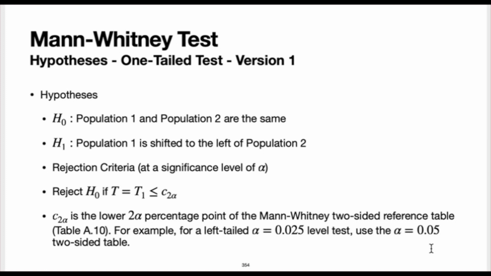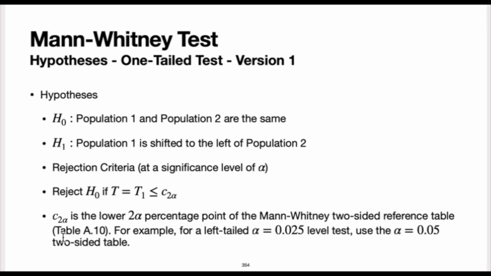Okay, what if we have a one-tailed test, and in particular version 1? Again, let's refresh our memories here. The null hypothesis is that population 1 and population 2 are the same, against the alternative that population 1 is shifted to the left of population 2. Then the rejection criteria, again at a significance level of alpha, is to reject the null hypothesis if the test statistic T, which in this case is just T1, the rank sum for sample 1, is less than or equal to C sub 2 alpha. Now, what is C sub 2 alpha?